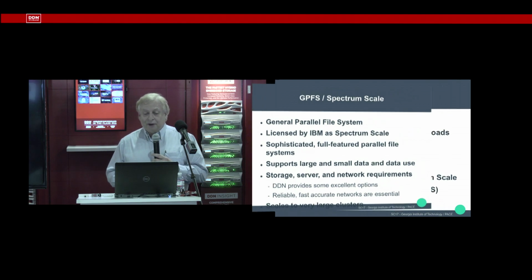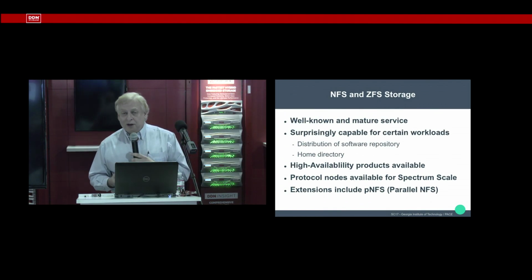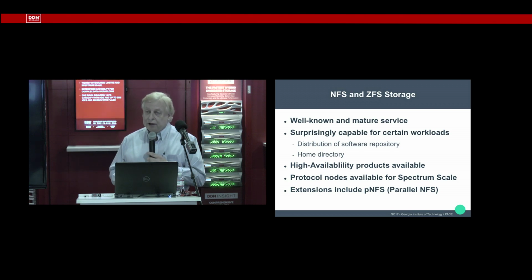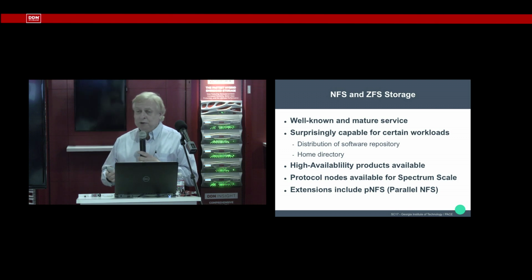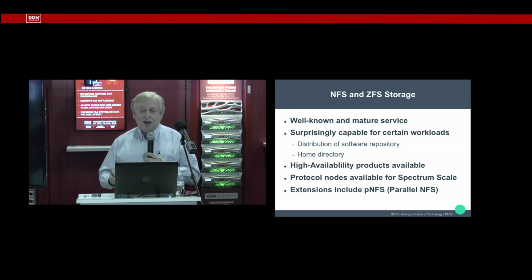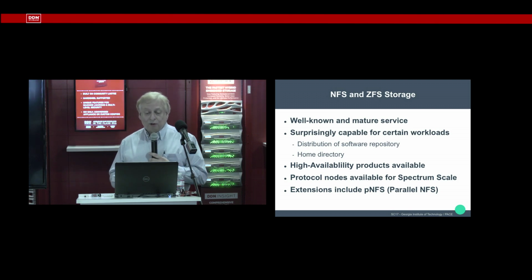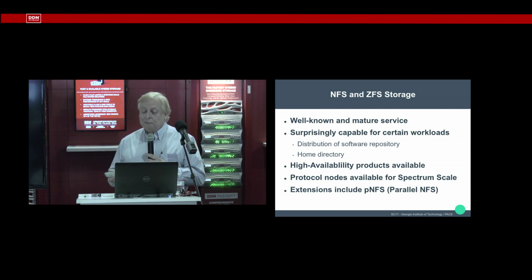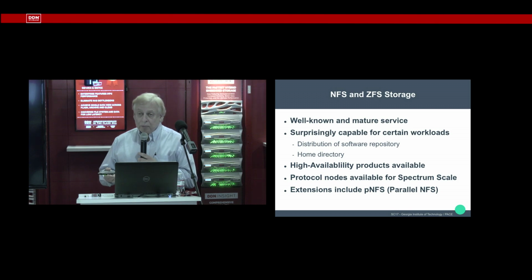So for NFS and ZFS, well, ZFS has been around a long time, NFS even longer, and it's a very well-known, very mature kind of file service. It's been around. If you've used Unix systems practically anywhere, you've probably used NFS somewhere. It's surprisingly capable even today, depending on the kind of workload you're looking at. For example, we use that for the distribution of our software repository. It means that file system is mounted on 1,500 plus nodes, and it's available read-only on all of those nodes.